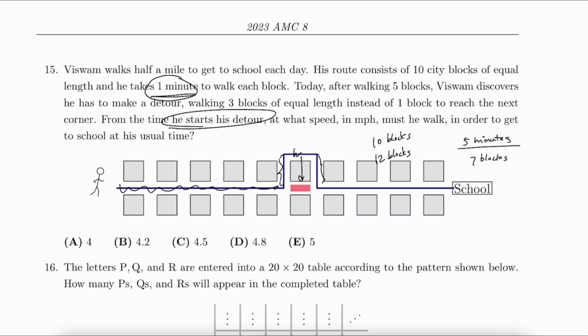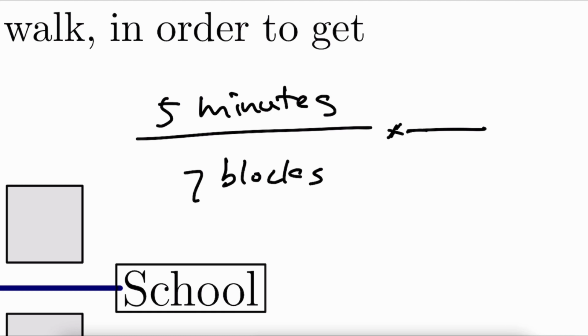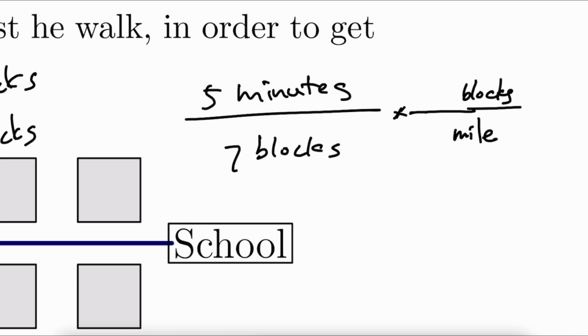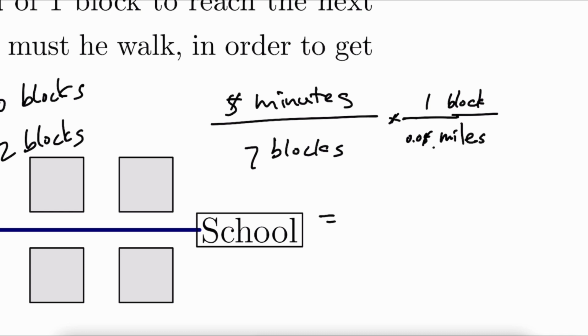So, in total, he walks half a mile to school each day, which means that each block is going to be half a mile per 10 blocks. So each block is going to be 0.05 miles. This means each block... we don't want blocks, so 0.05 blocks is equal to 1 mile. We are basically multiplying by 1 over here. That is not the correct direction of this. We're not multiplying by 1. 1 block is equal to 0.05 miles. And we want to calculate that, so that is not the hardest thing. You can solve this. Make sure that there's still 0.1 here.